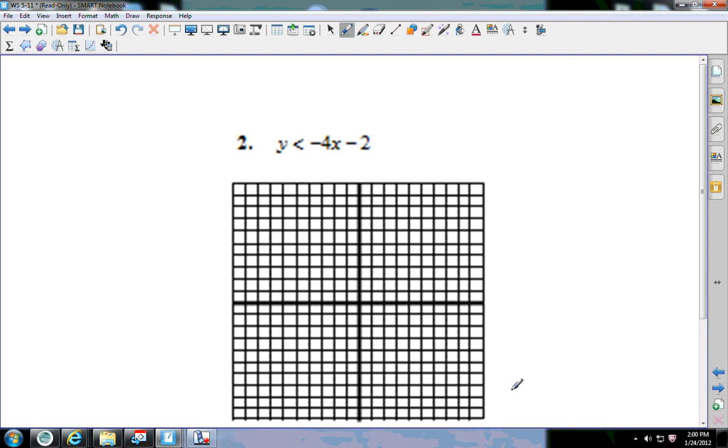Next one, put a dot on the y-intercept, negative 2. The slope is negative 4 over 1. Down 4 to the right 1. Down 1, 2, 3, 4 to the right 1 and put a dot. I can go up 1, 2, 3, 4 and to the left 1.